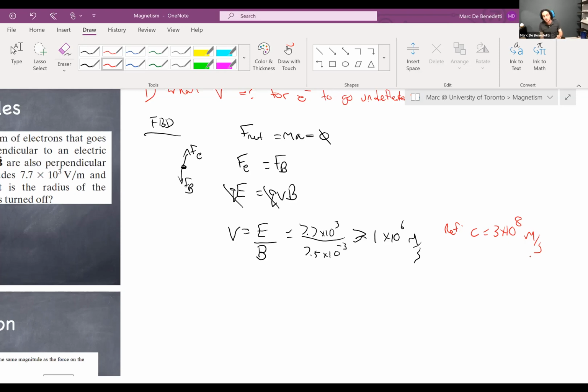So anyway, to have the speed of an electron be only 300 times slower than the fastest possible speed in the universe, I think is an incredibly fast speed.